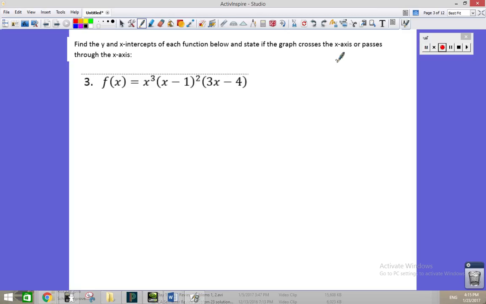Okay, so here the directions change. It wants us to find the y-intercept, the x-intercepts, and it wants us to give further information about the x-intercepts to determine if it crosses, or does a touch and turn.